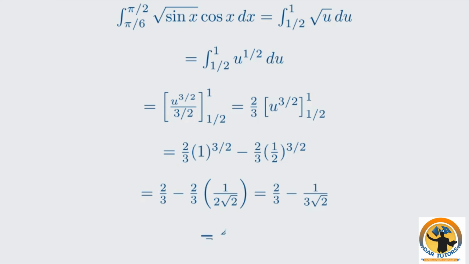We can rationalize the denominator to get 2/3 minus root 2 over 6. This is our final exact answer. Let's revisit our opening problem. We can now solve it using definite integrals.